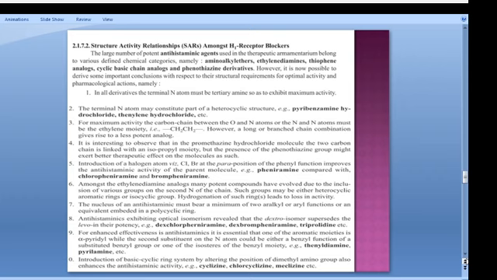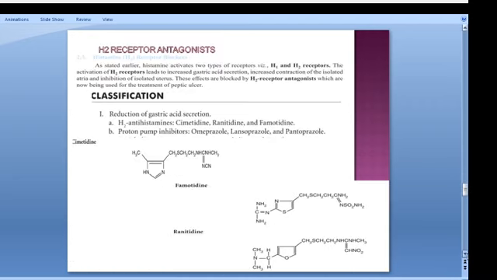And another one is to enhance the effectiveness of the antihistamine, it is essential that one of the aromatic moieties is alpha-pyridyl, while the second substituent on nitrogen could be either a benzyl function, a substituted benzyl group, or one of the isosteres of the benzyl moiety. Example: phenyldiamine and pyrilamine. And the introduction of a basic cyclic ring system by altering the position of the dimethylamino group also enhances the antihistaminic activity. Example: cyclizine, chlorcyclizine, meclizine, buclizine, etc.